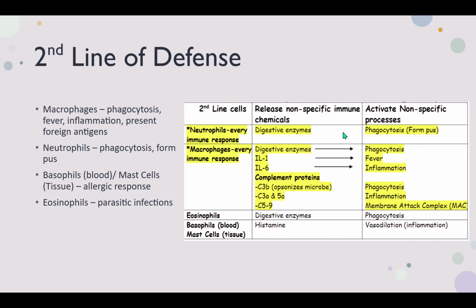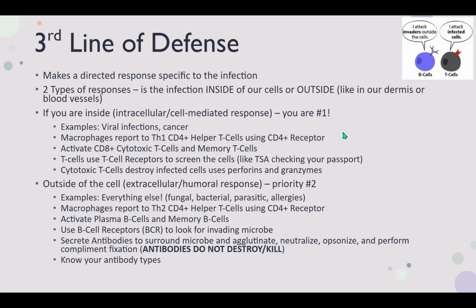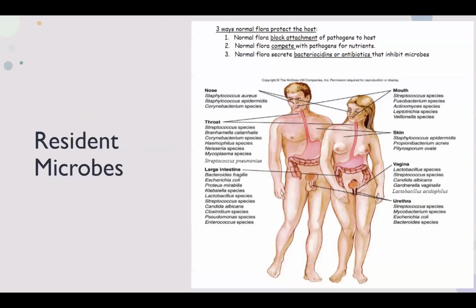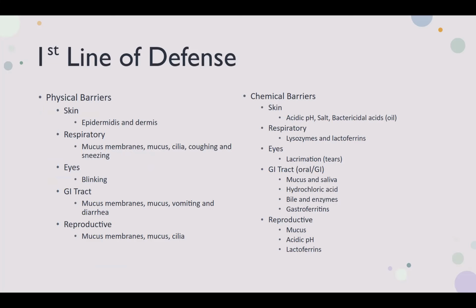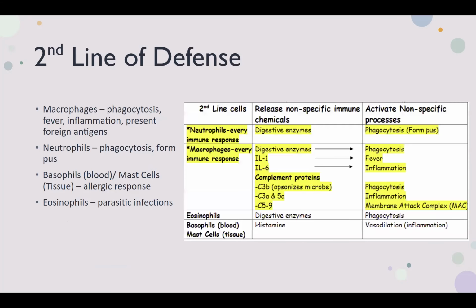Okay, and then next I'll go to the third line of defense. For the most part, first and second line are non-specific. So no matter what microbe we give you, for the most part, your answers should be the same for first line physical barriers, first line chemical barriers, second line immune cells, second line chemicals, and second line processes. Again, just don't overthink it. These are non-specific. So no matter what infection I have, I'm going to have the same reaction in terms of the first line defense and second line defense.